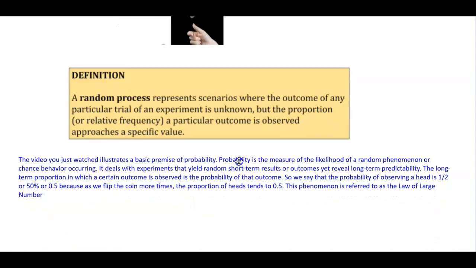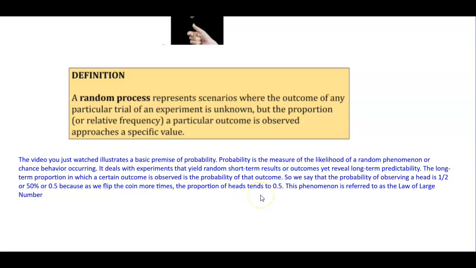Okay, now what you just watched illustrates a basic premise of probability. Probability is the measure of the likelihood of a random phenomenon or chance behavior occurring. It deals with experiments that yield random short-term results or outcomes yet reveal long-term predictability. The long-term proportion in which a certain outcome is observed is the probability of that outcome.